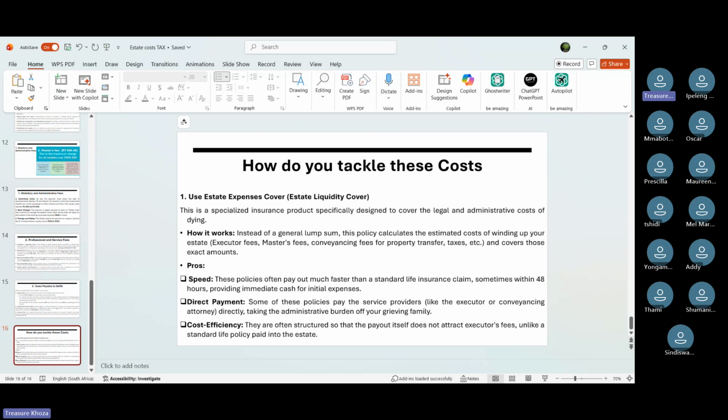So what are the pros? Number one, the speed. The policies often pay out much faster than a standard life insurance claim, sometimes within 48 hours, providing immediate cash for initial expenses. So for all the expenses they are going to need, they're going to use this cover.